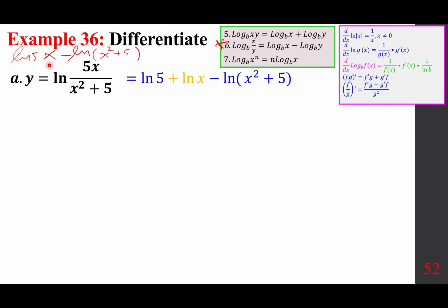Now, when you do decomposition, you want to decompose it completely. It makes it easier. So ln 5 is a number, everybody, and the answer is 0. ln x is 1 over x.